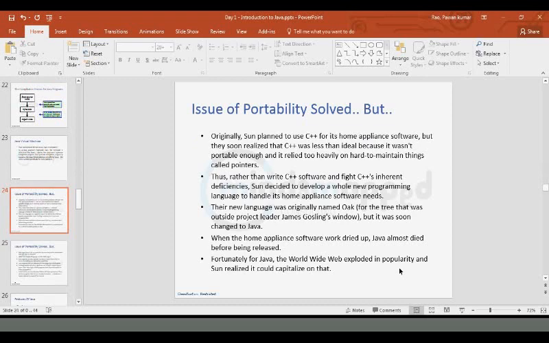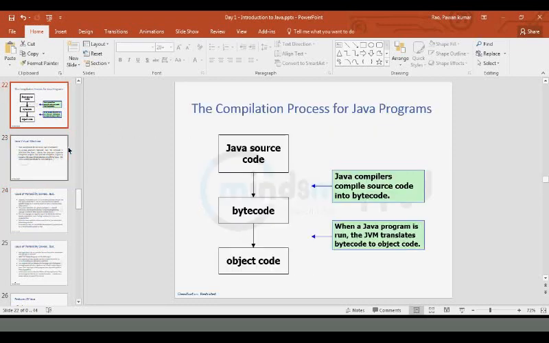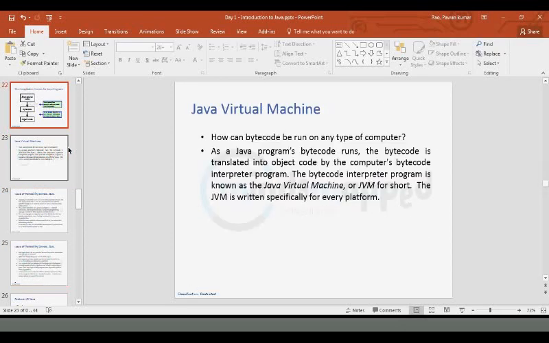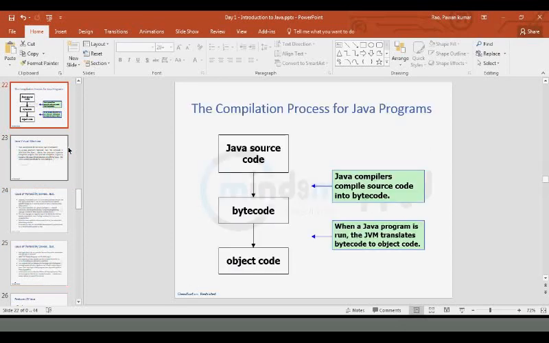So any questions that you have over here? Any questions on the issue of portability, or how Java is portable on the JVM, or what the JVM does, the role of the JVM?